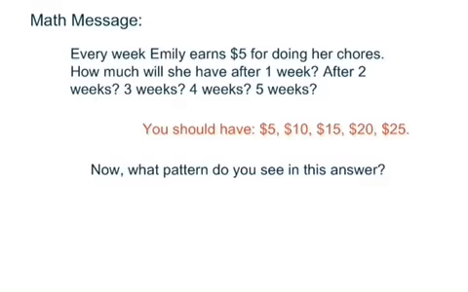Okay, so hopefully you have that she would have $5 if she's going to earn $5 for each week, and then $10 for the 2 weeks, and $15 for the 3 weeks, $20 for the 4 weeks, and $25 for 5 weeks. Now, what pattern do you see in this answer? Really think about that. Jot down your thoughts, and then come back and take a look.